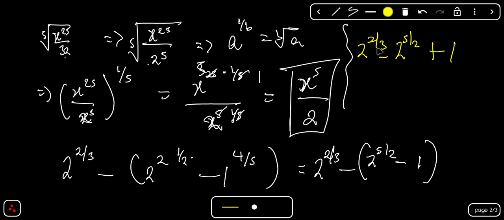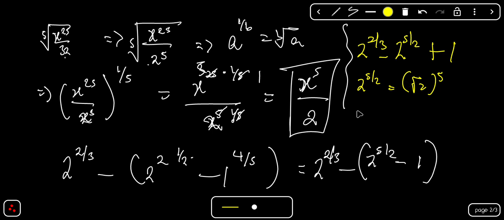Yeah, so what do you think we can do here? Okay, so you can actually leave your answer this way, and if you don't want to leave your answer like this, we can simplify further. Now look at this 2 raised to the power of 5 over 2. It means the square root of 2, then raised to the power of 5. Okay, square root of 2 raised to the power of 5.